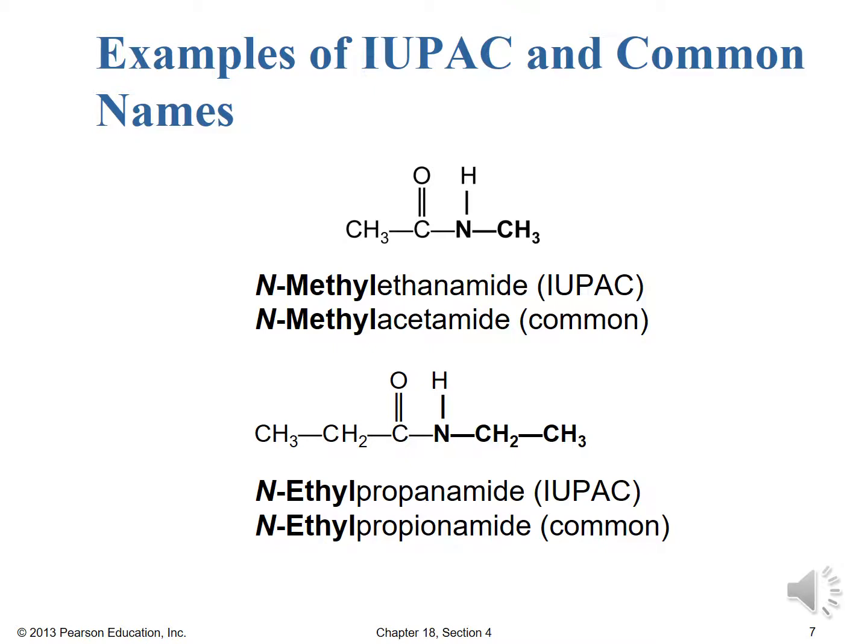For our other example here on the slide, we see again by IUPAC, it would have been propanoic acid or propane, 3-carbon, as the parent, and so it's in this case an ethyl group off of the nitrogen as well as a hydrogen that we don't name, so that's N-ethylpropanamide by IUPAC nomenclature, or N-ethylpropionamide by the common nomenclature schemes.